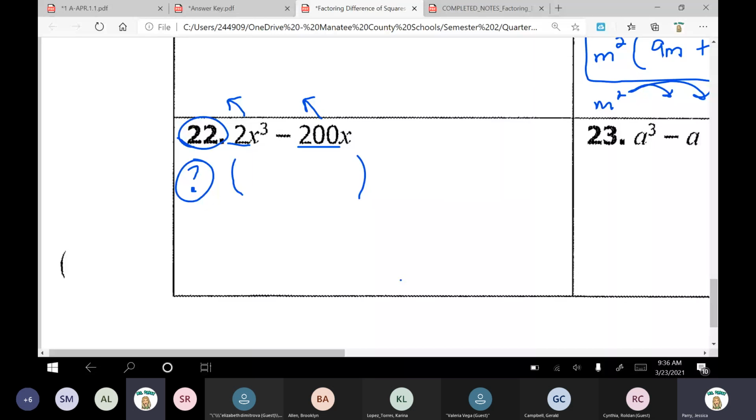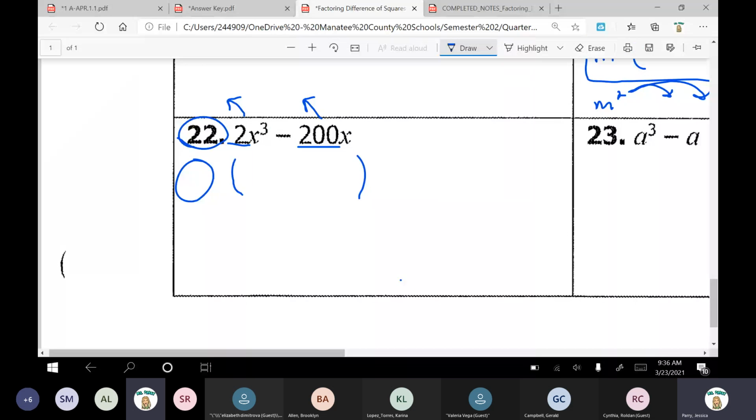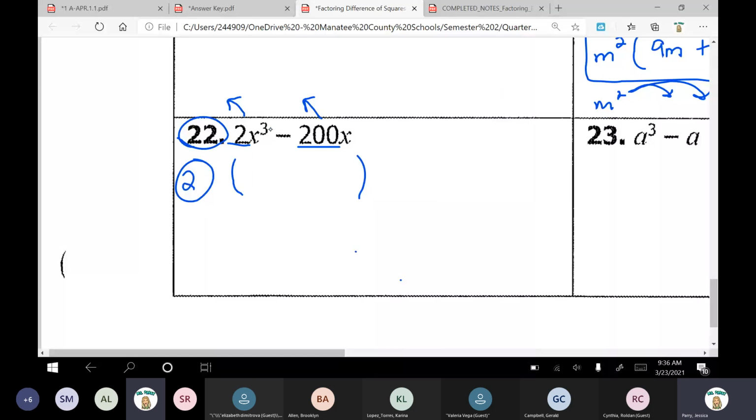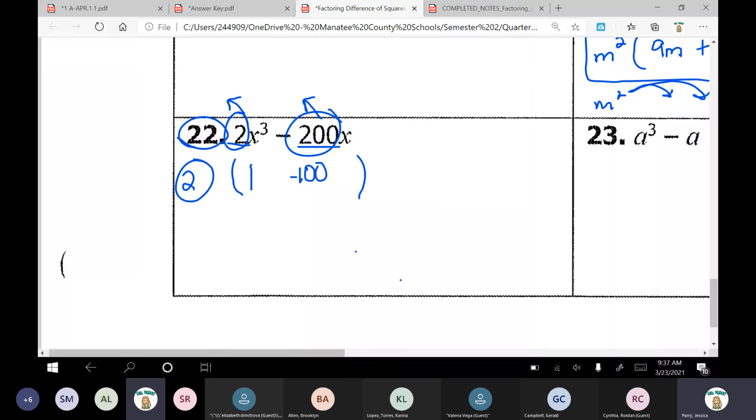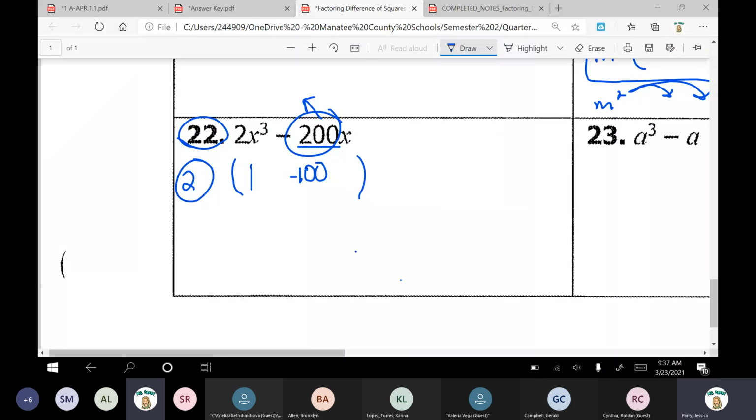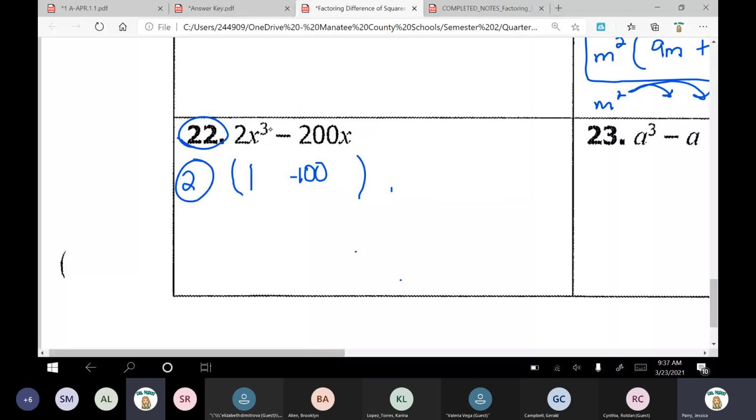2. Perfect. Easier way to do it, remember, look at your smaller number. 2. We can only do 2 divided by 1, 2 divided by 2. So let's take out a 2. And then let's simplify. 2 divided by 2 is 1. And then negative 200 divided by 2 is negative 100. And then let's look at our variables. Looking at our variables now. We're taking something out. Can I take out the variable x?